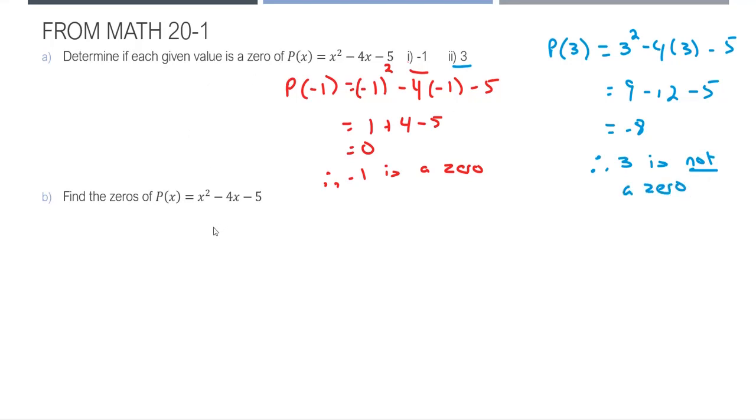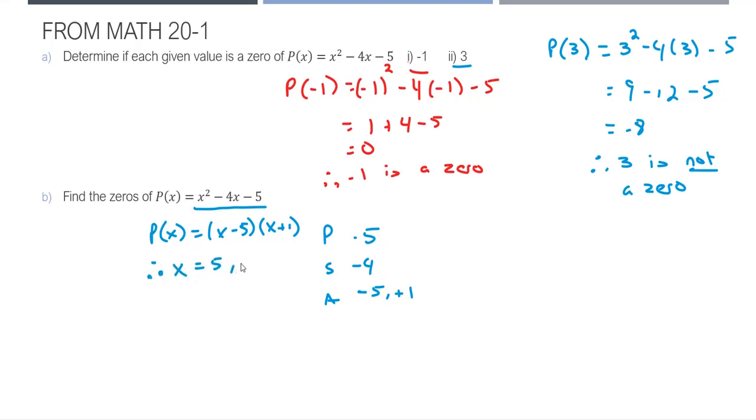Now what if we're not given the zeros? Well, this is what we did a lot in Math 20-1. So I want to find the zeros of this function. Well, we're going to factor first. Now this is easy because the leading coefficient is 1. So our product we're looking for is -5, and our sum is -4. So our answers are going to be -5 and +1. Therefore p of x is going to equal (x minus 5)(x plus 1). Okay, so therefore our zeros are x equals 5 and x equals -1.